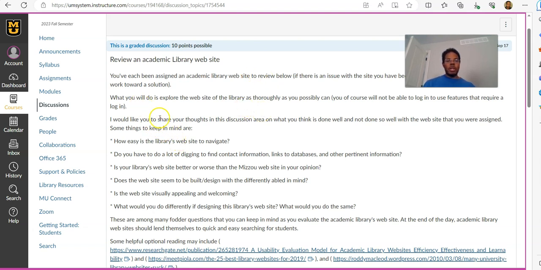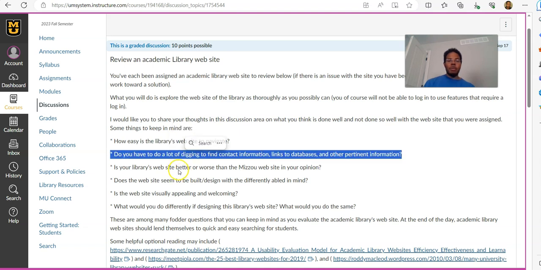And I will scroll down and show everybody the assignments in a second here. But these are some of the questions that you're going to want to answer as you are putting your review together. How easy is it to navigate the site? Do you have to do a lot of digging to find contact information?